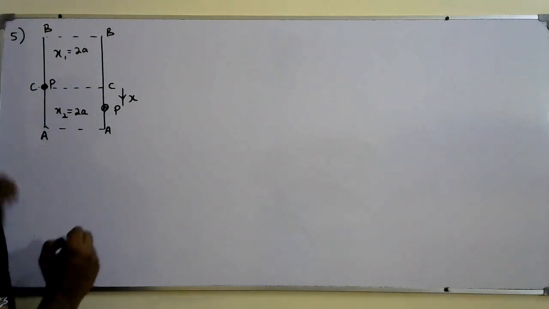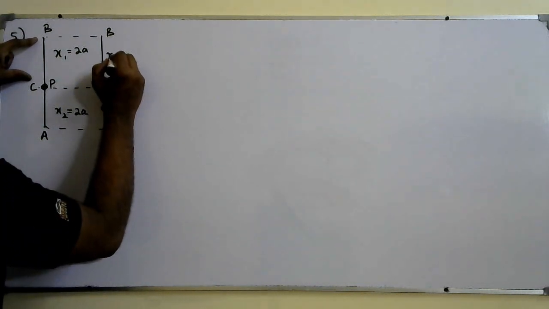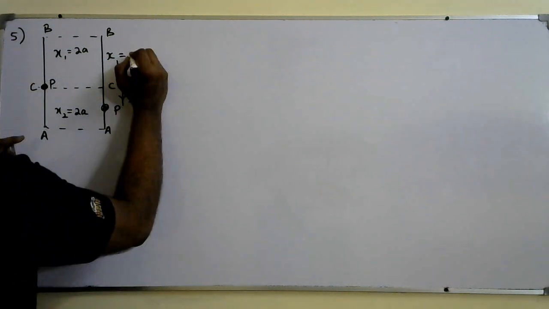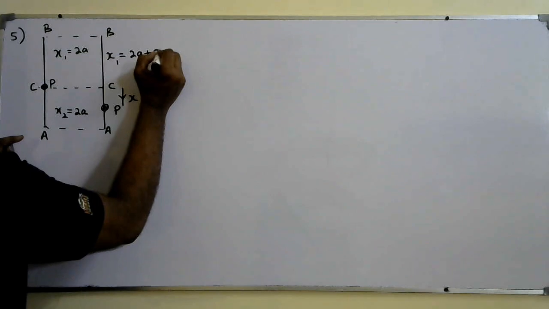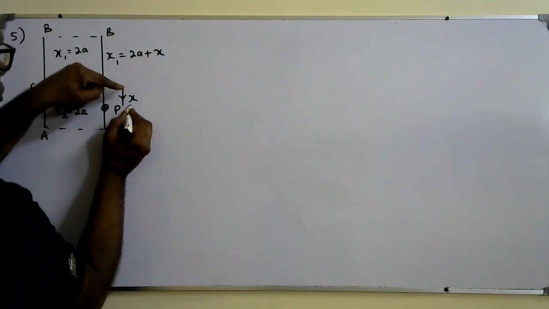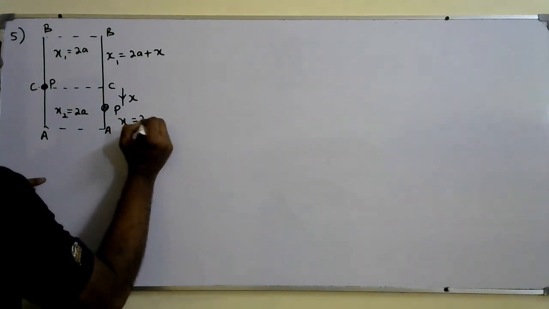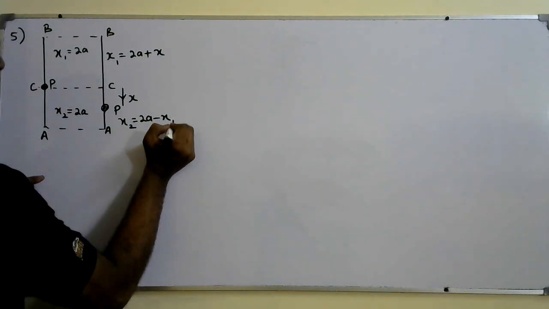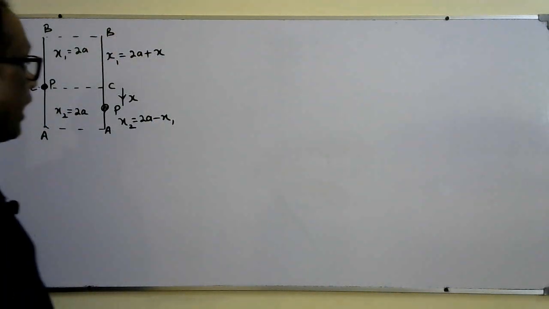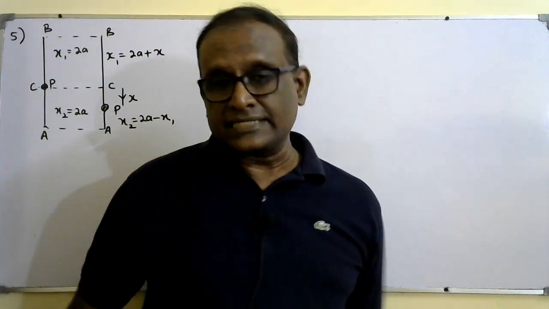So the extension of this string, I can name it x1 again, no problem. Earlier it was 2a, now it's 2a plus x. The extension of the other string was earlier 2a, now it's reduced by x, so x2 is equal to 2a minus x for the lower string AP. These are the extensions of the upper elastic string and the lower elastic string.